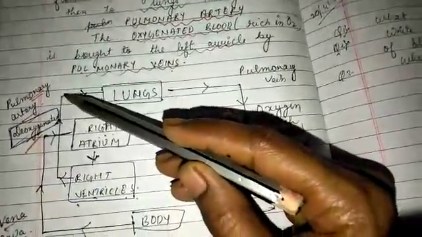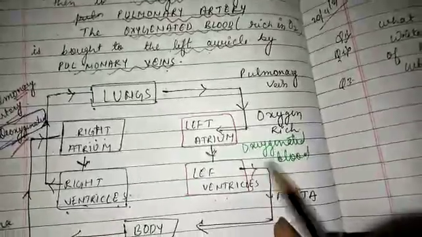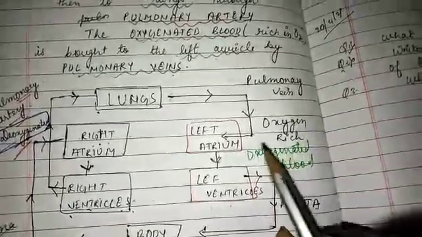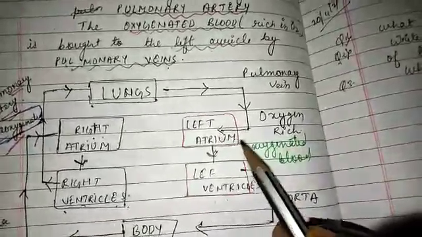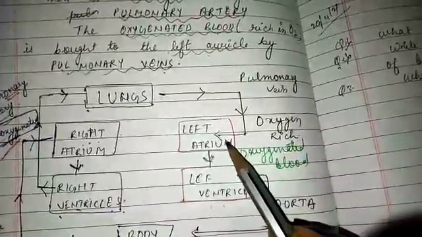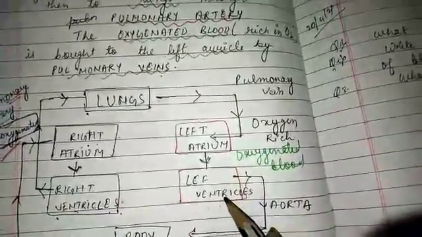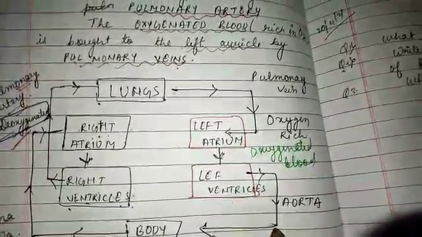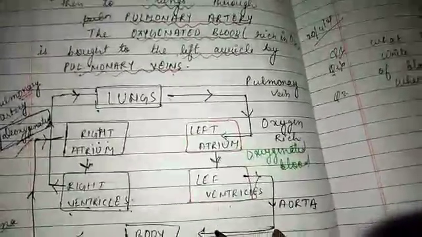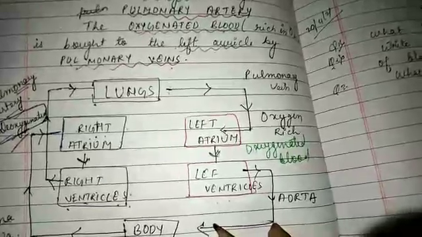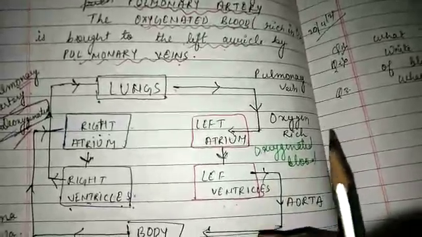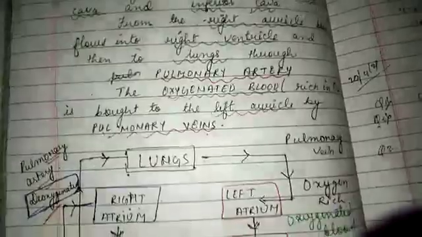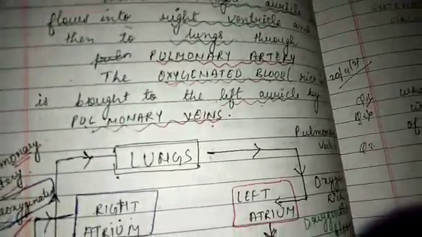And secondly, the oxygenated blood is in the left side of the heart. From the left atrium it goes to the left ventricle, and from this it goes to the body. Okay, so till here I think you have no doubt. So the next topic we are going to start today is another fluid called lymph.